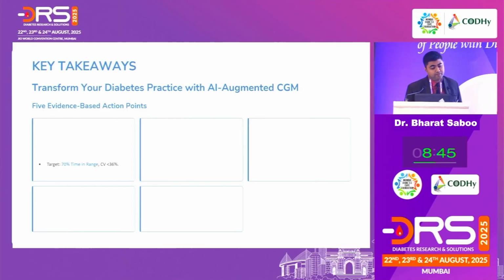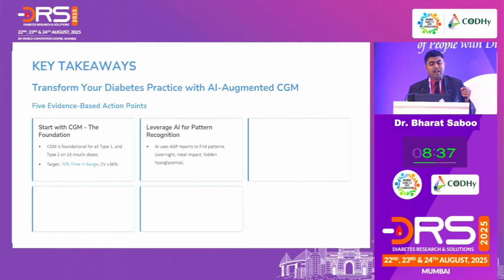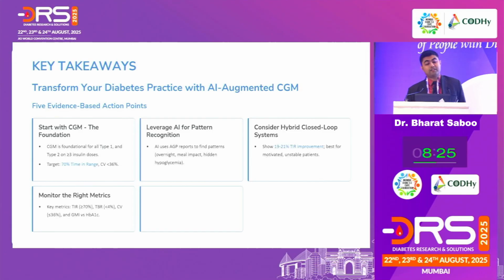So this is my last slide with 5 very important key takeaways. Start with CGM, that's the foundation. Start using it, start looking at the data patterns, and leverage different AI solutions which can help you understand these patterns better and make informed decisions on the outcomes. Consider, where affordability is positive, hybrid closed loop systems with AI integration, which are now available in India as well. Monitor the right metrics, very, very important, because when using AI, CV is very, very important, a metric which is often underscored or under-discussed. That's to be taken care of. And strategic implementation is very, very important for this.